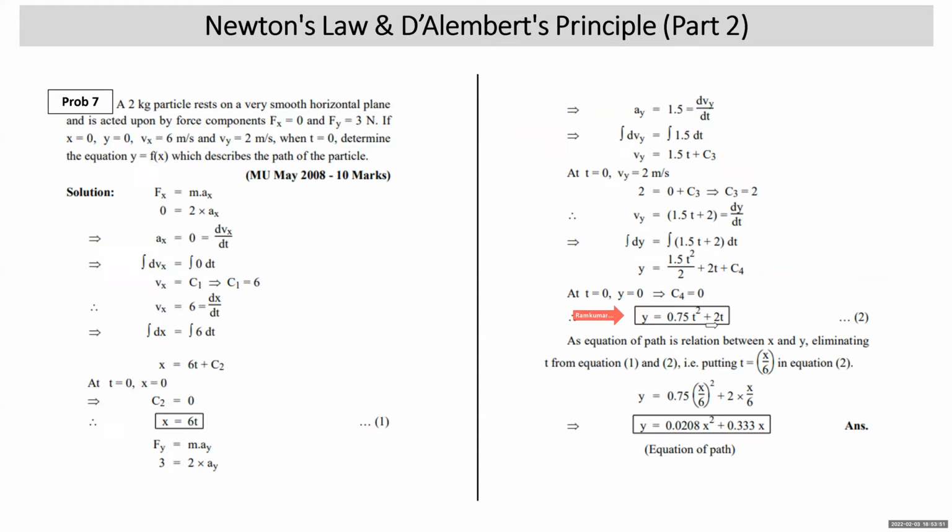Students, the equation of the path in curvilinear motion is the relation between x and y. So if you have x in terms of t and y in terms of t, you simply need to eliminate t, and you will get the equation of path. From here, I can write t is equal to x by 6. Substitute this value of t, x by 6, and you get the relation between x and y. That is what is called the equation of path, and that is what is asked in this.